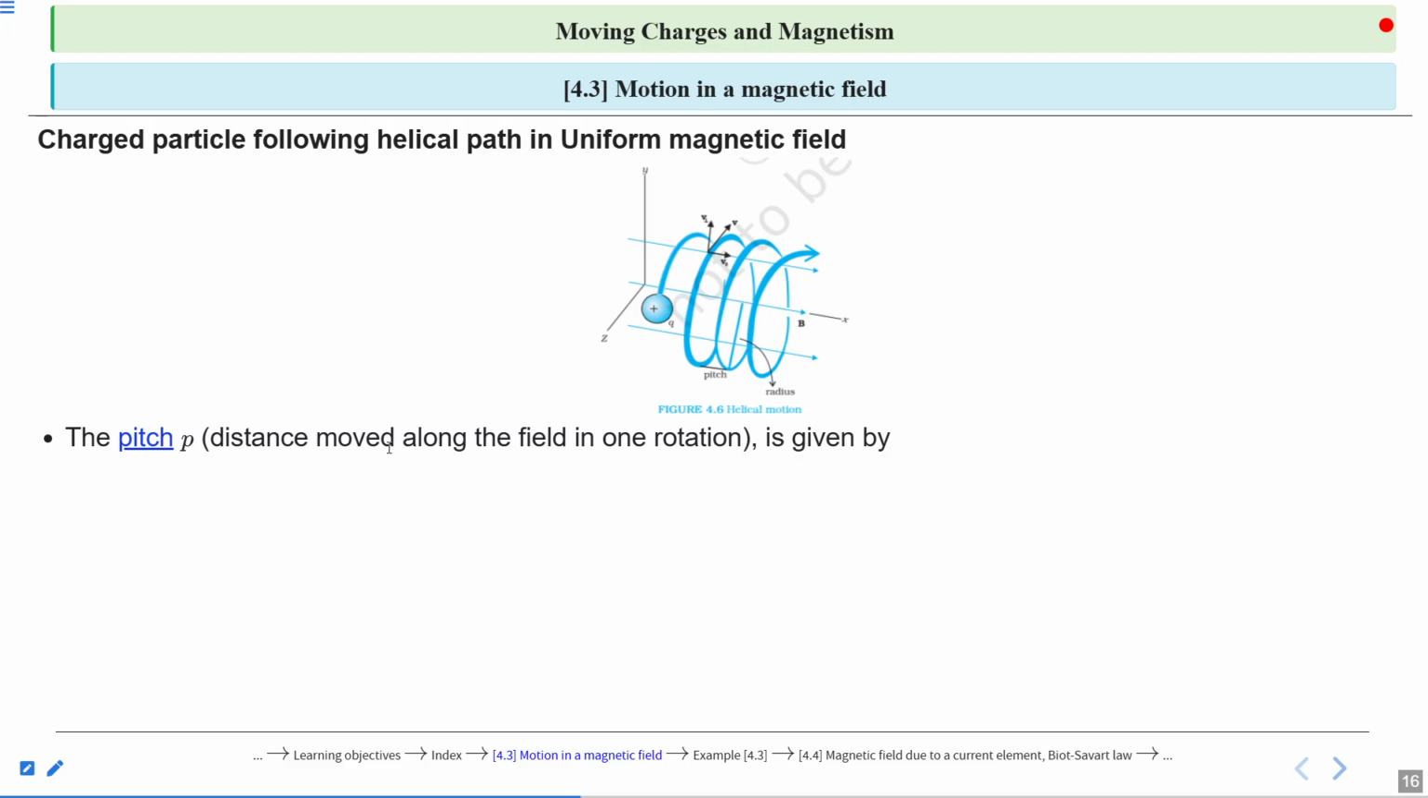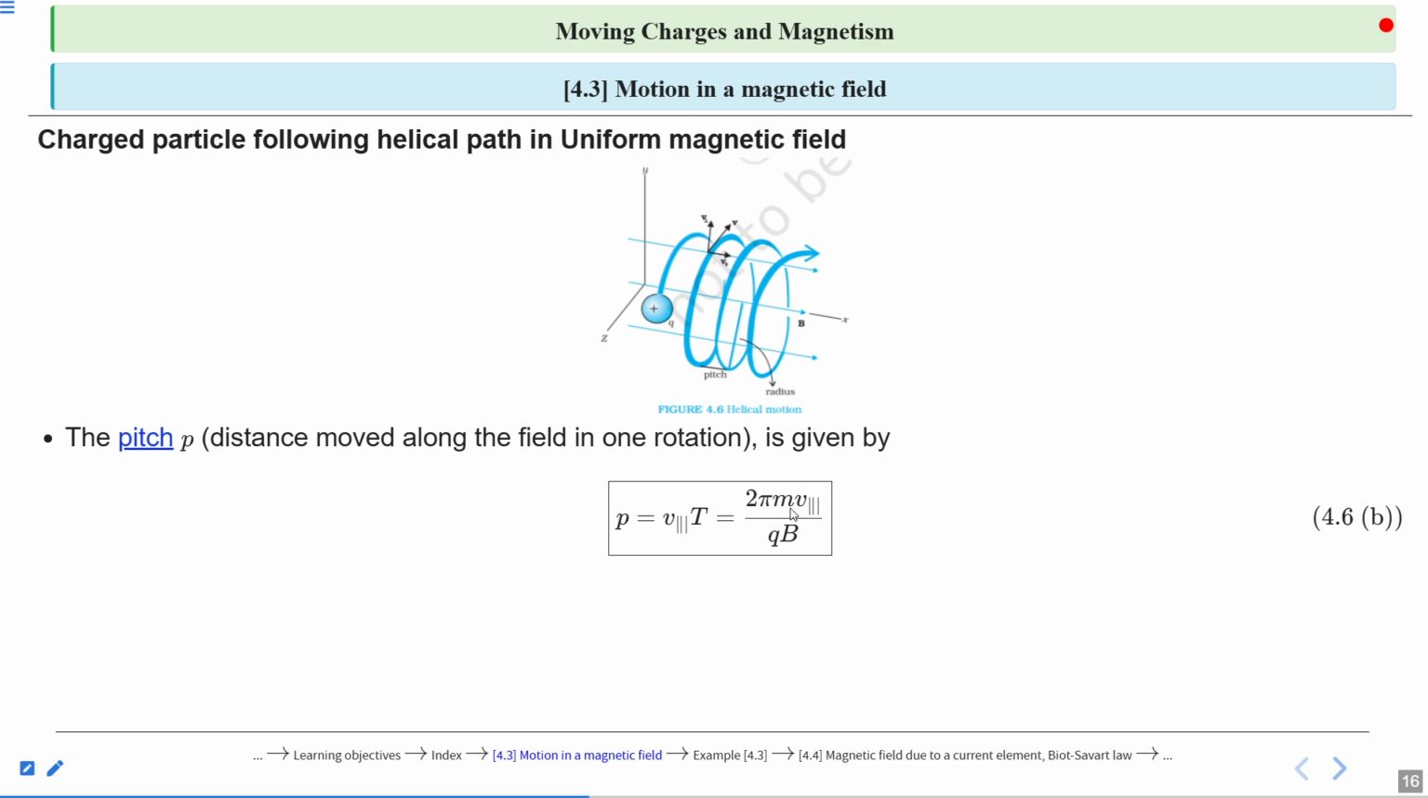Okay, so this pitch p, the distance moved along the field in one rotation, is given by the linear distance traveled. That linear distance is due to v parallel. Okay, so what is responsible for this linear distance is v parallel. So this pitch is v parallel into the time period to complete one circular motion. So v parallel into time period. Pitch is simply the distance that is moved in one rotation. So the time taken by one rotation multiplied by the parallel velocity will give the pitch.